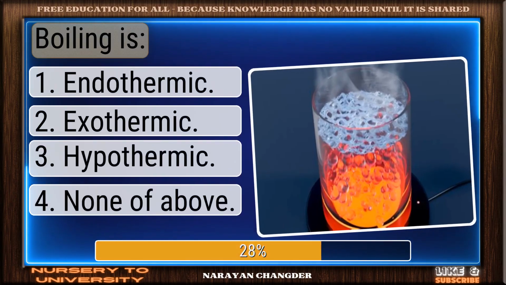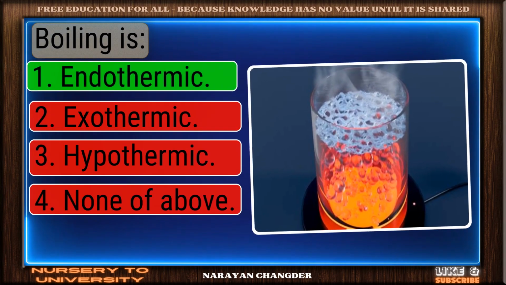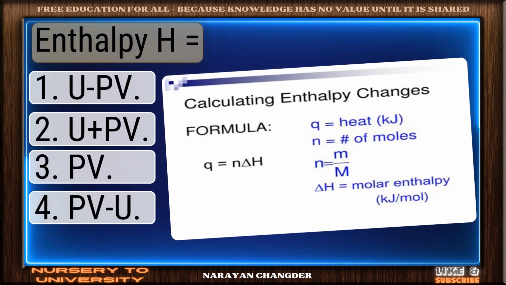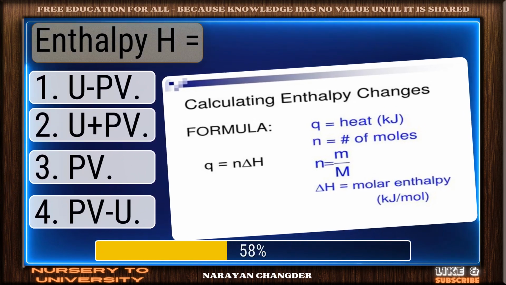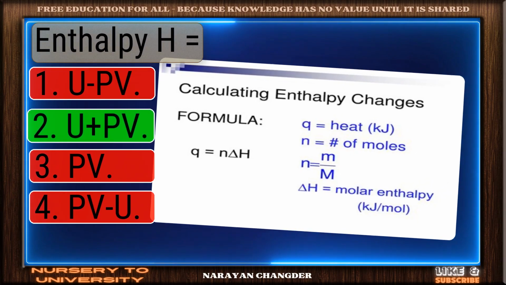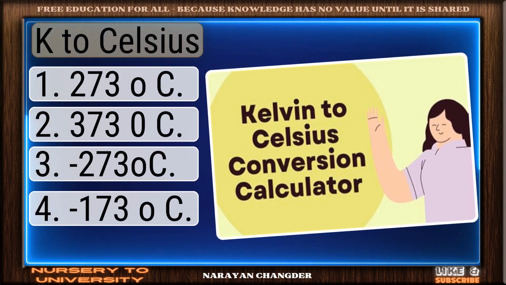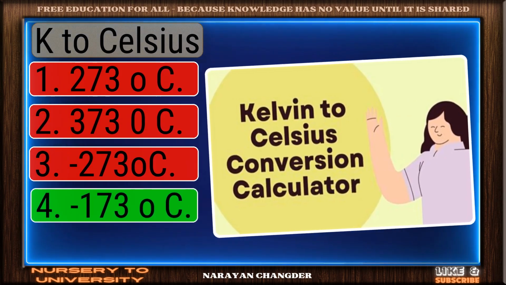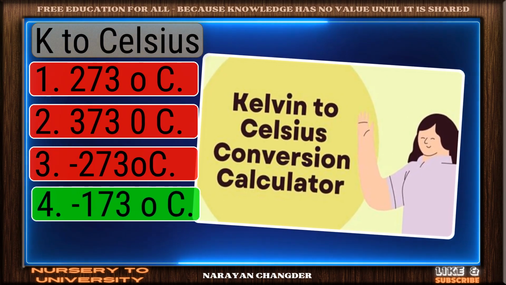Boiling is. Right again. Endothermic is a valid answer. Enthalpy H equal to. Great thinking. U plus PV is the right choice. K to Celsius. Perfect. 173 °C is the correct choice.